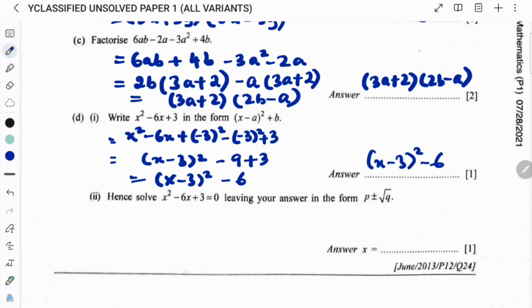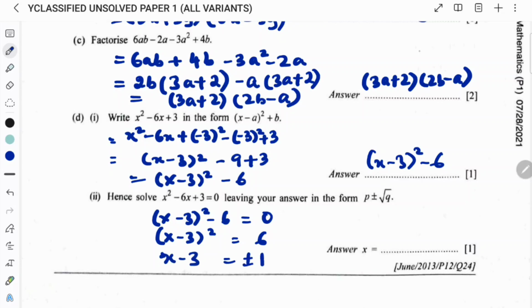Leave your answer in b plus minus square root q. So you know that we have already got that this is x minus 3 whole squared minus 6. x minus 3 whole squared minus 6 equals 0. x minus 3 whole squared is equal to 6. x minus 3 is equal to plus minus square root of 6.